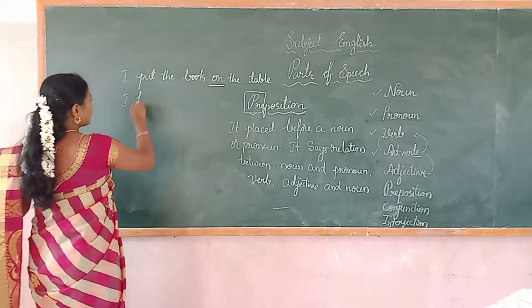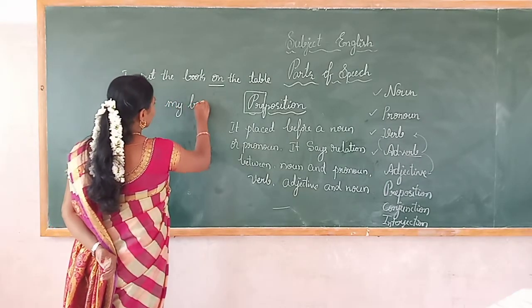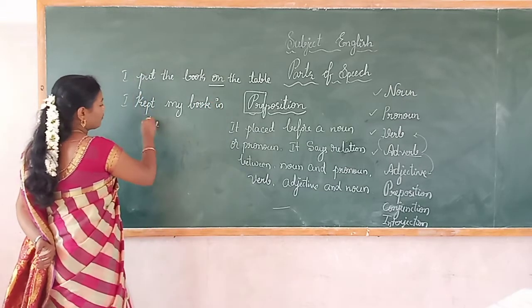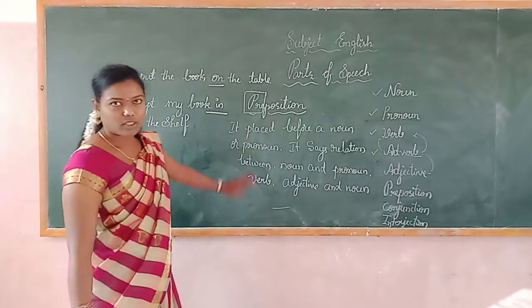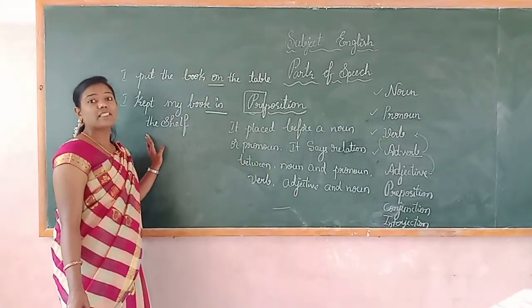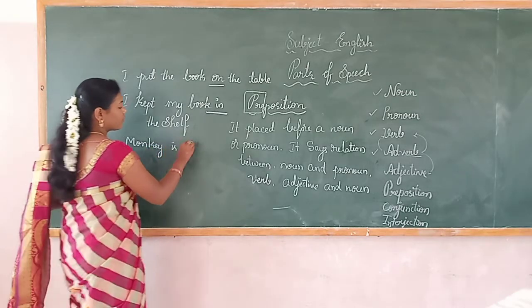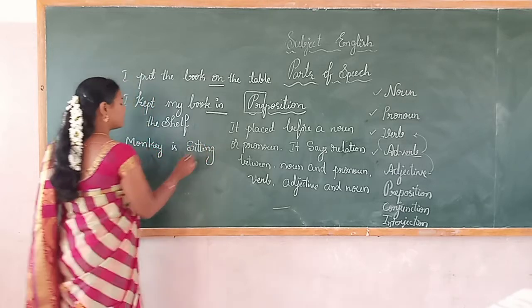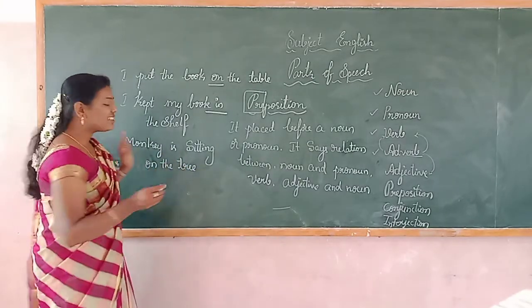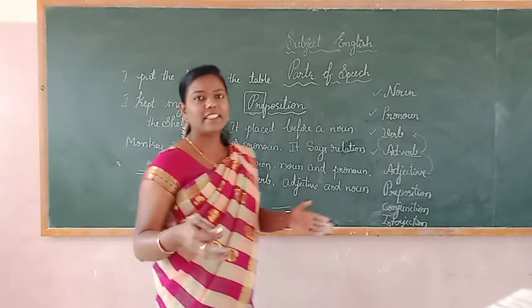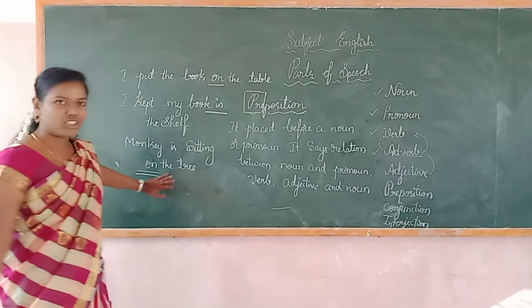And next one, I kept my book in the shelf. Dear student, here in is the preposition. Where is the book? The book is in the shelf. Next one, the monkey is sitting on the tree. Where is the monkey? The monkey is sitting on the tree. The cat is sitting under the table. Under is the preposition. It always tells the position.